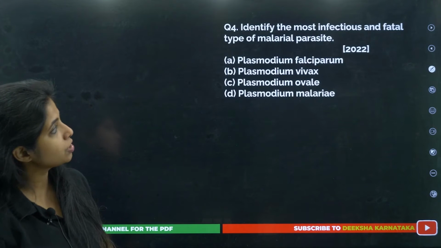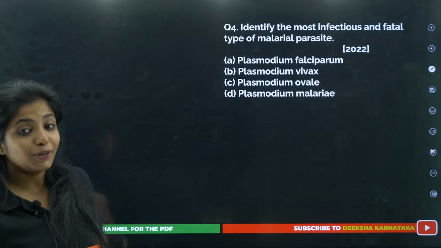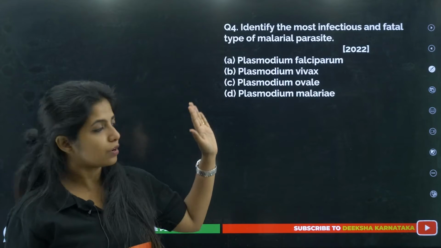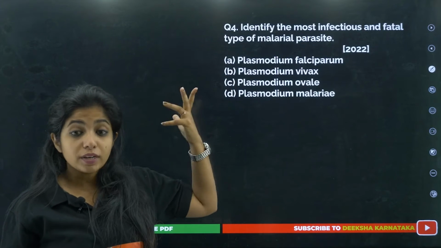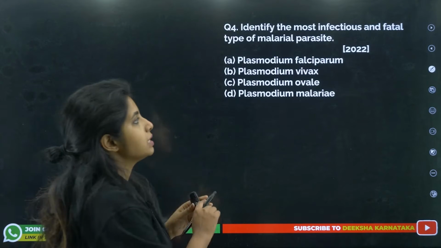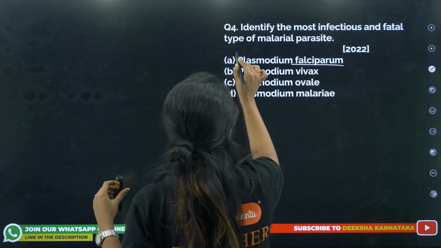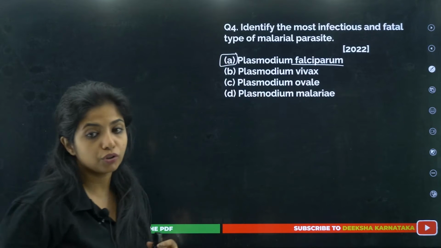Next question. Identify the most infectious and fatal type of malarial parasite. I told you, Plasmodium is the one, that's for sure. And all of them are Plasmodium ones. Which one is the most malignant one? Falciparum that you have over here. Now, this came in 2022.